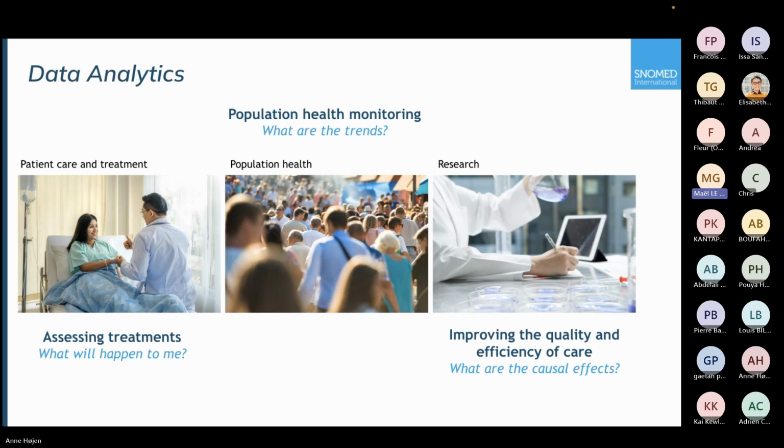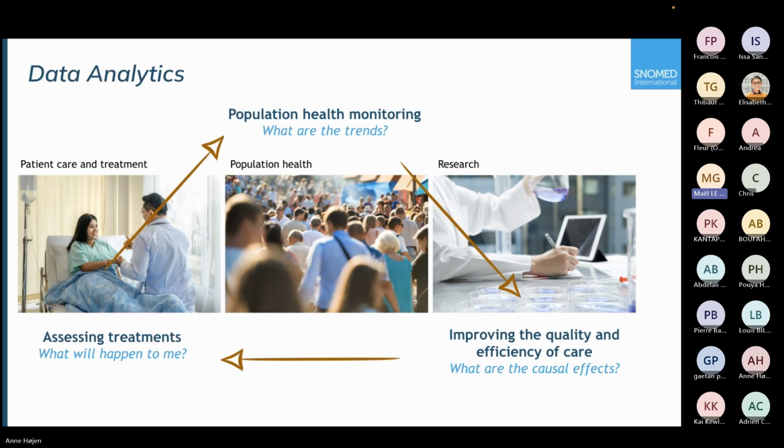For population health, it's what the trends within a population are, to understand better what we can do to increase the general quality of healthcare in a population. And within research, it's often questions such as causal effects. So how can we improve the efficiency and quality of the care provided?